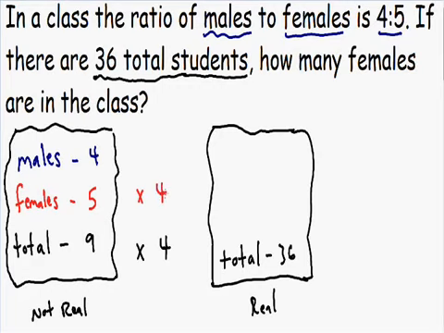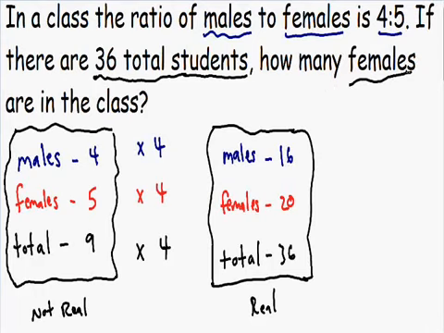We need to multiply the number of females by 4, and we need to multiply the number of males by 4. So if we multiply the number of 5 females times 4, 5 times 4 is equal to 20. So we have a real number of 20 females. And if we do the same thing with our males, we had 4 males, and if we multiply that by 4, we're going to get a real number of 16. 4 times 4 is equal to 16. So going back to our original question, how many females do we have in the classroom?